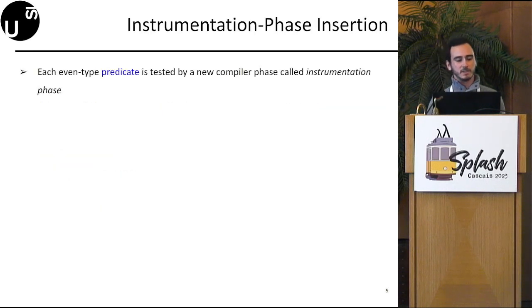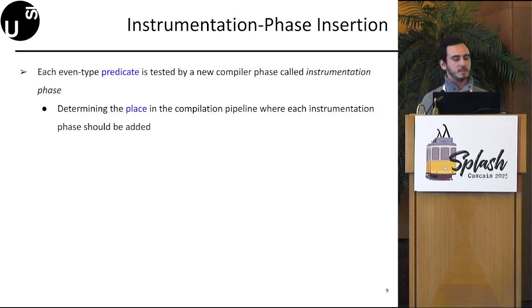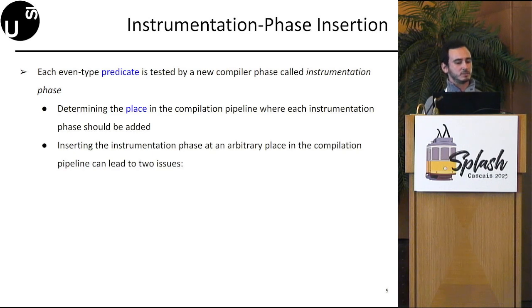Each event type predicate is tested by a new compiler phase that we call the instrumentation phase. If we have multiple event types, we have multiple instrumentation phases. The problem is determining the place in the compilation pipeline where each instrumentation phase should be added. Indeed, inserting the instrumentation phase at an arbitrary place in the compilation pipeline may lead to two issues.